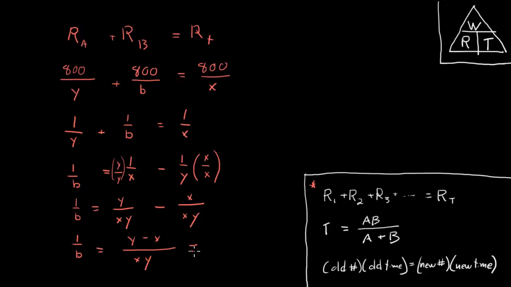We can flip both fractions to get b equals xy over y minus x, which is what we've been looking for. We said early on b was going to be the time for machine B to make those 800 nails, and this expression shows up in answer choice E.